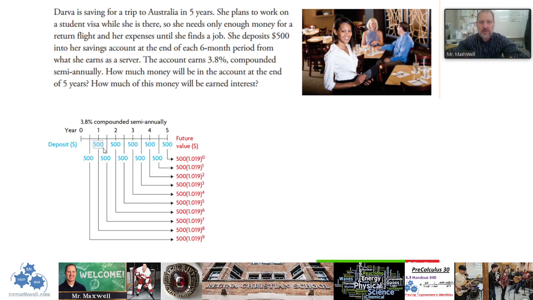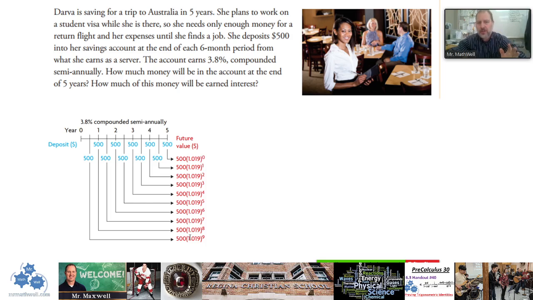The second $500, the $500 she puts in at the year mark, that's going to be 500 times 1 plus her interest rate to the power of 8. So it's going to get compounded 8 times. The next one is going to get compounded 7 times, and so on, until the very last one at the very 5-year mark is going to get compounded 0 times. It's just $500 she puts in there at the very end.